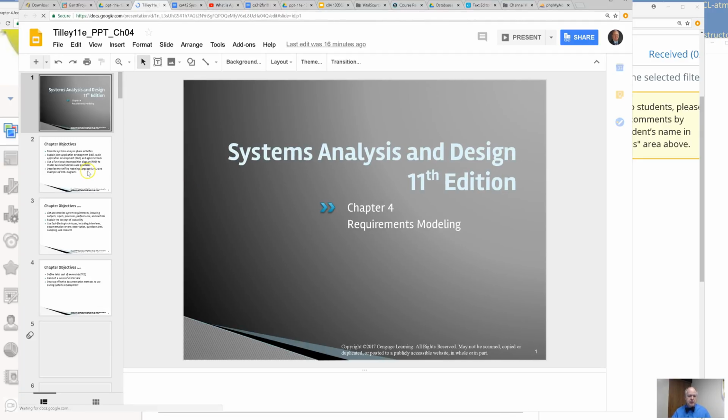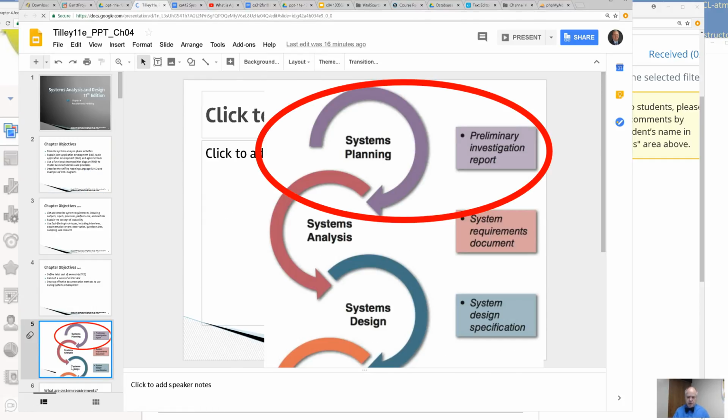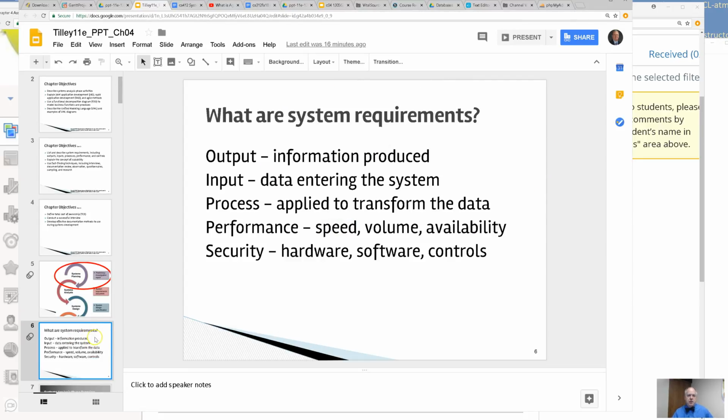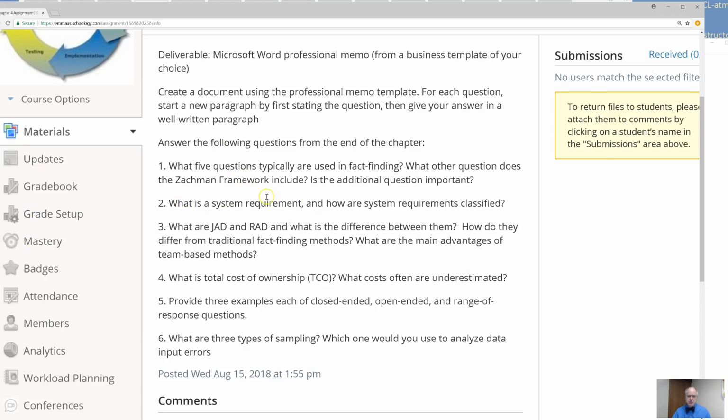It's about requirements modeling. And remember our waterfall diagram. We're done with planning. Now the goal in this requirements or analysis phase is figuring out what the system requirements are. And to do that, we're going to talk about surveys, also being specific on what your system inputs and outputs are, because that is one of your questions on the assignment: what is a system requirement? How are system requirements classified?